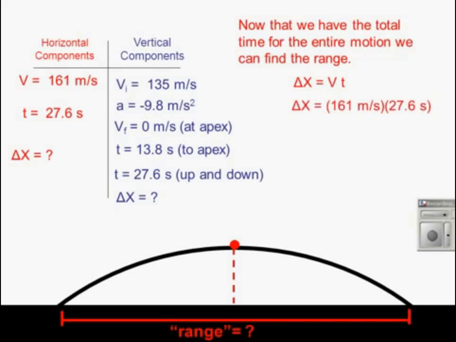So it's 161 meters per second to the right for a time of 27.6 seconds. That gives us a number about 4,444 meters. That is our displacement to the right. Half the problem is solved.